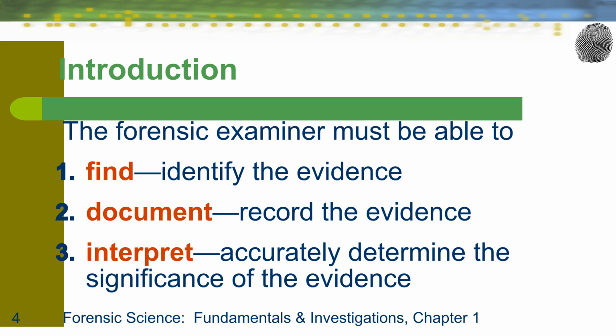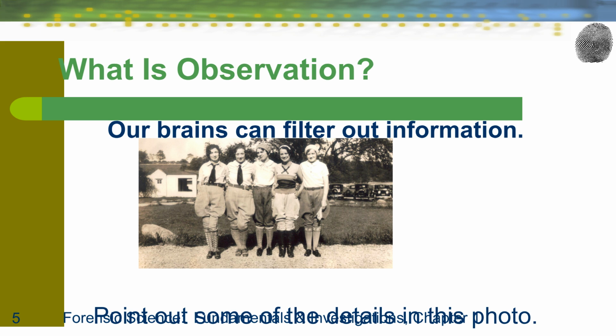The forensic examiner needs to be able to find and identify the evidence, document and record the evidence, and interpret the evidence to accurately determine its significance. What is observation? Our brains can filter out information. Consider the details in this photo and how your brain processes them.